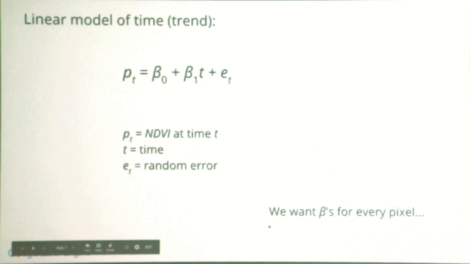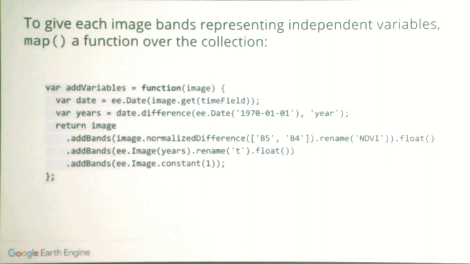Now, as I mentioned a second ago, when we fit this model in Earth Engine, we get betas in every pixel. So as I mentioned, these time series exist in every pixel. And that's how you evaluate these models. So the first thing that we want to do is add the variables that we need to the images in the collection.